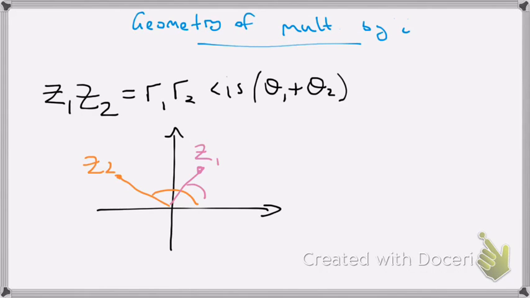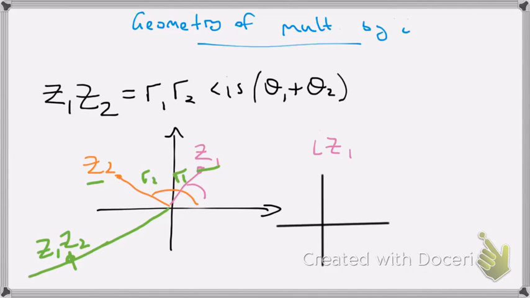which will probably take me to about here, and then the point z1 z2 has to lie somewhere on that line, and the distance is r1 times r2. So let's just say that's there, for example. So I can use that to geometrically find the position of z1 times z2, which is actually very useful for a number of things. So what happens if z1 is i? So what happens if it's i times z1? Or z2, it doesn't matter.